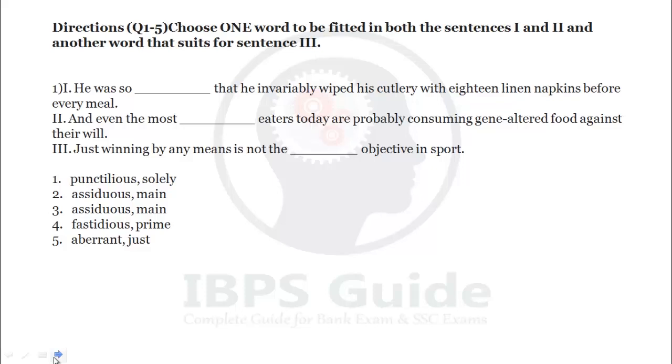So we have to choose the first word which will be used for 1 and 2, and the other option for the third. He was so dash that he invariably wiped his cutlery with 18 linen napkins before every meal. Second sentence, and even the most dash eaters today are probably consuming gene altered food against their will. And third, just winning by any means is not the dash objective in the sports.